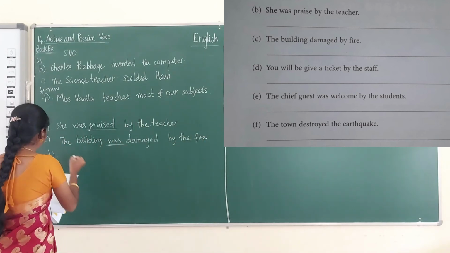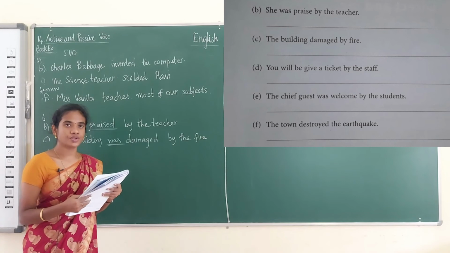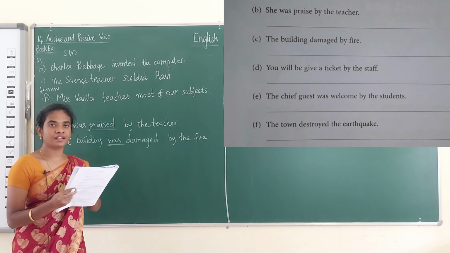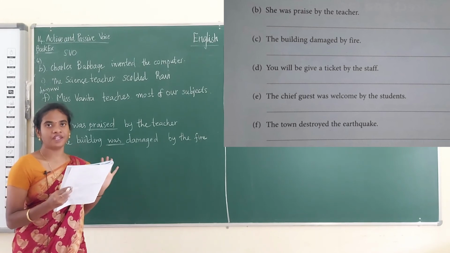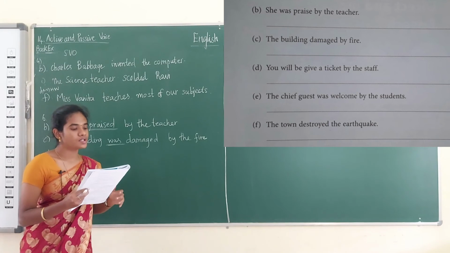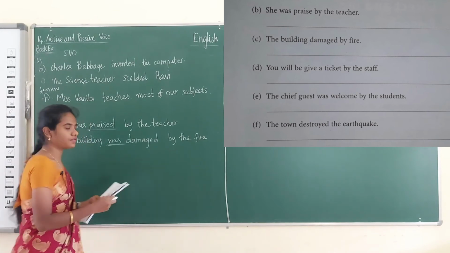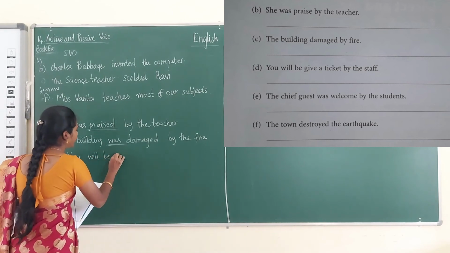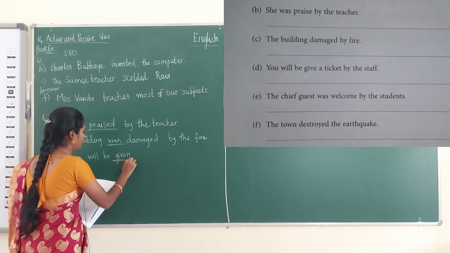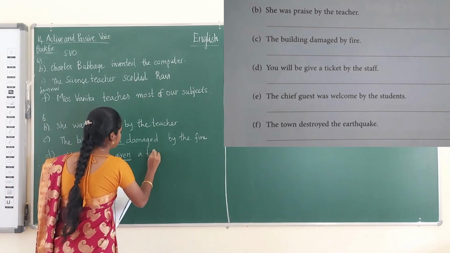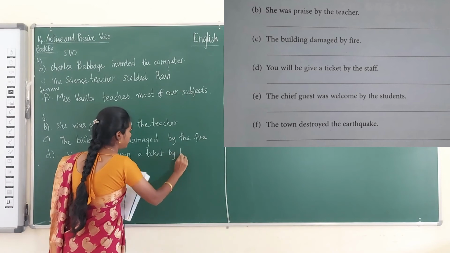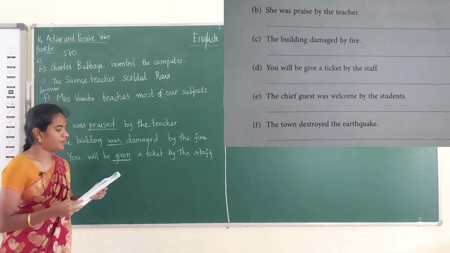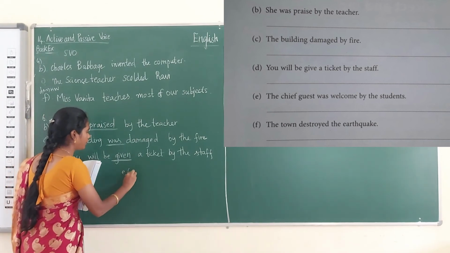The next, D: you will be give a ticket by the staff. Here, what is the verb? That is give. They have given it simply as give, in V1 form. You have to change it into V3. So, you will be given a ticket by the staff. This is the right answer. Given is a V3 now. And you have to do E and F as homework.